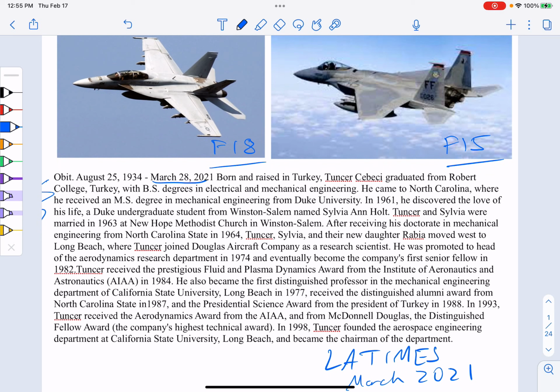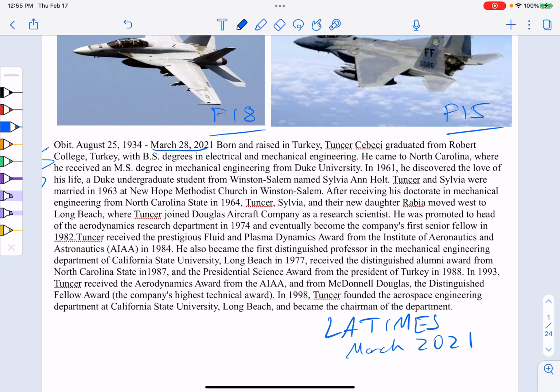You can read that. Since this is a technical class, let's focus on some of this where he went technically. But he went through the university system in the United States out of Turkey, and he joined Douglas Aircraft Company as a research scientist, became the head of aerodynamics research in '74, and he became a technical fellow. And a lot of these aerospace airframers have positions called technical fellows, and if you work hard, you can be named one, which is pretty cool.